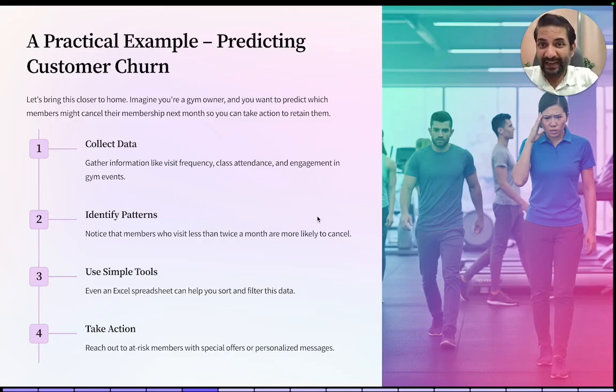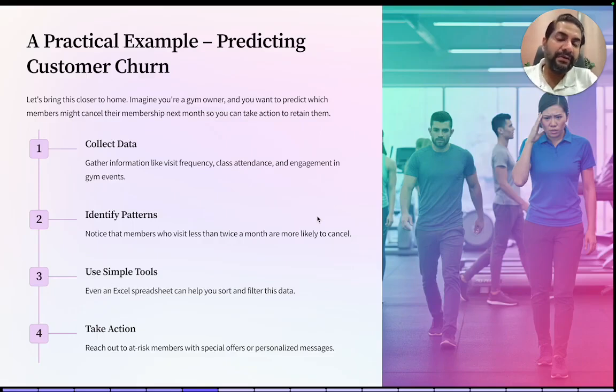You would start with collecting the data. Gather information like visit frequency, class attendance, and engagement in gym events. You will identify patterns. Notice that members who visit less than twice a month are more likely to cancel. Then you will use simple tools. Even an Excel spreadsheet can help you sort and filter this data. And then you take action: you reach out to at-risk members with special offers or personalized messages. Now that is a small way of you doing it manually.